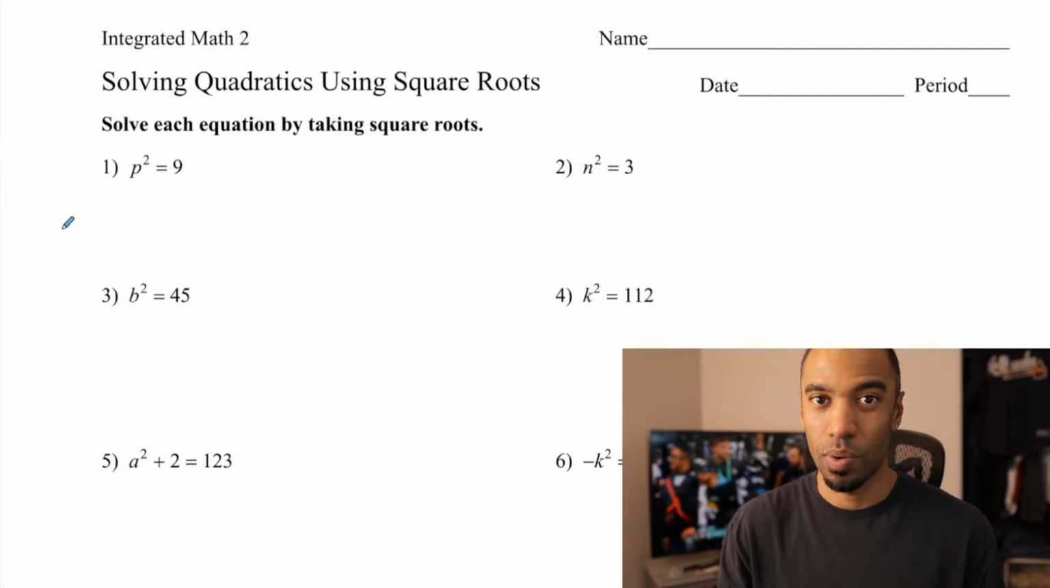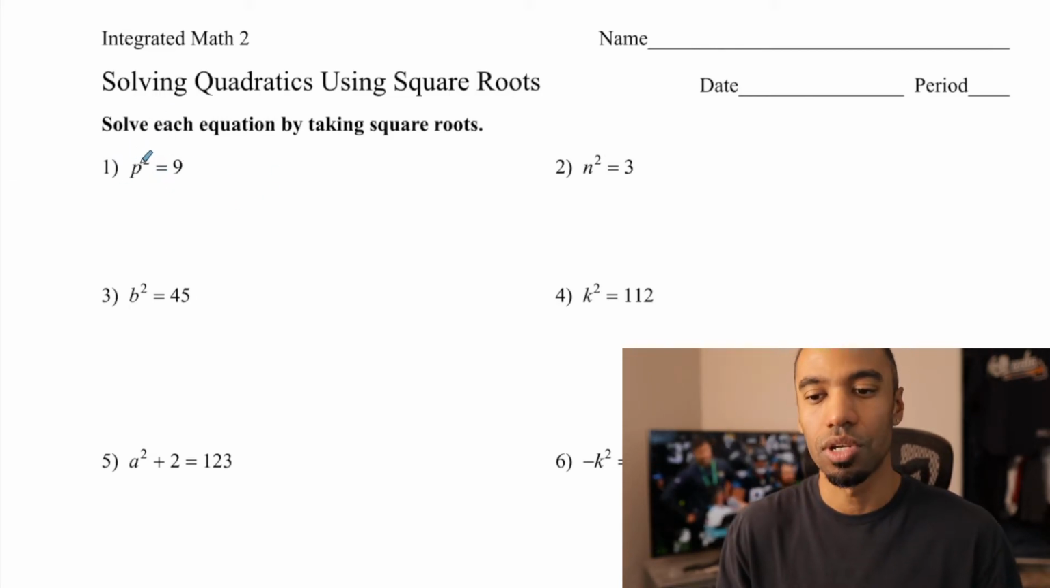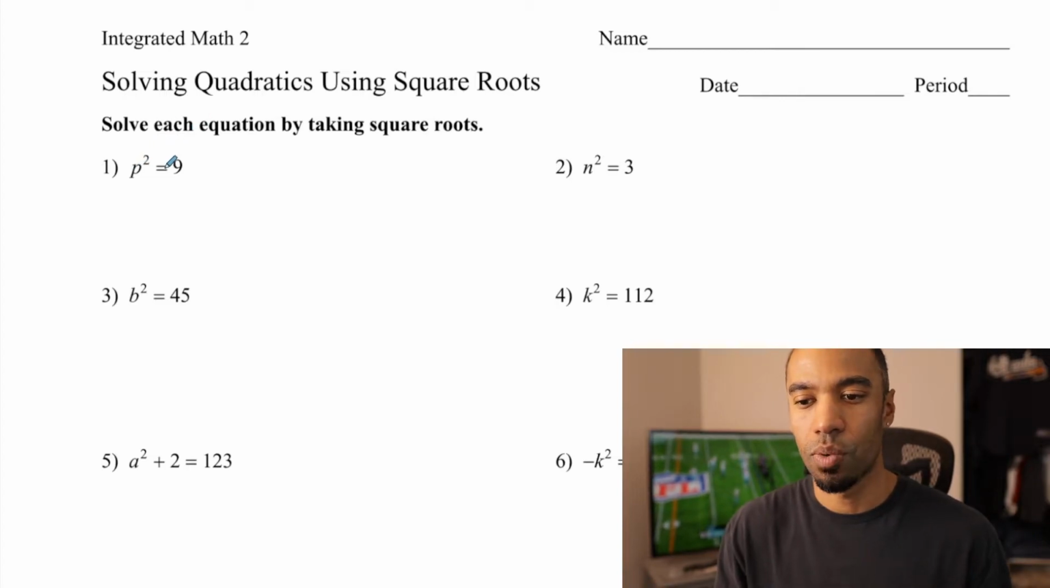As you know, I believe there are 20 problems on the worksheet that I've concocted here. So here we go. Number 1, let's solve p squared equals 9.